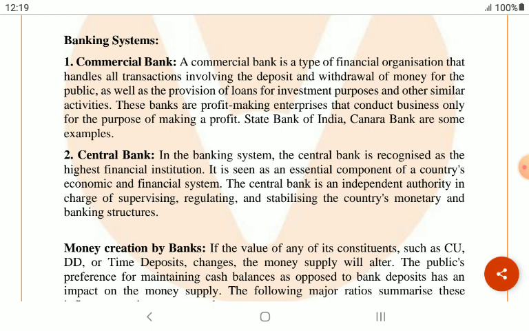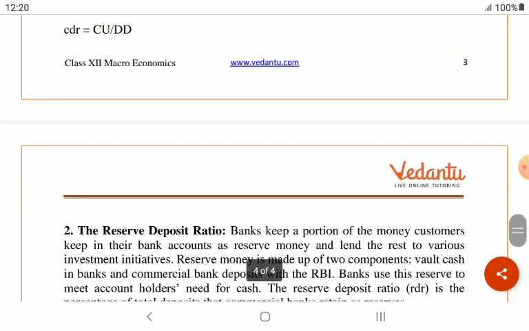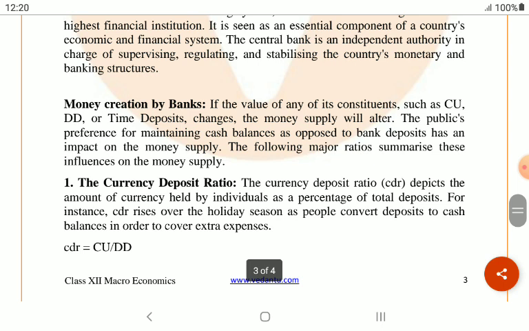Whereas the central bank in the banking system is recognized as the highest financial institution. It is a powerful financial institution which is the head of all the commercial banks. It is seen as an essential component of the country's economy and financial system. The central bank is an independent authority in charge of supervising, regulating, and stabilizing the country's monetary and banking structures.